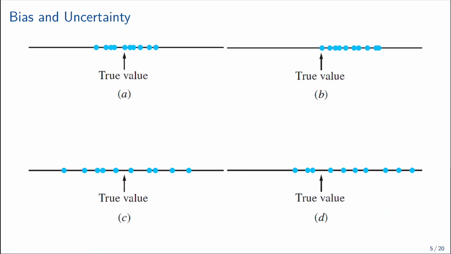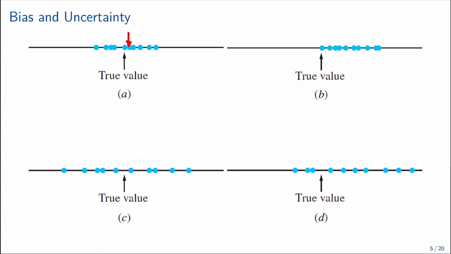Bias and uncertainty. Let's suppose that we have the following sets of measurements: A, B, C, and D. In each one of the cases, the measurements are given by the dots in blue, and the true value is indicated in each one of the cases. Analyzing the data sets, we can also find the mean of each one of the sets. To locate the mean, we have to look for the middle point of the data sets.